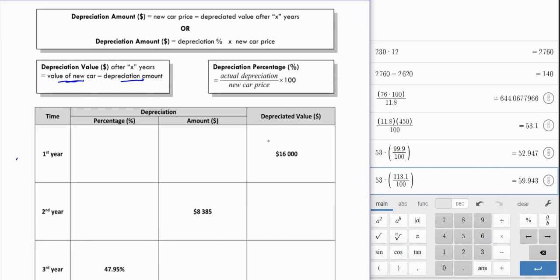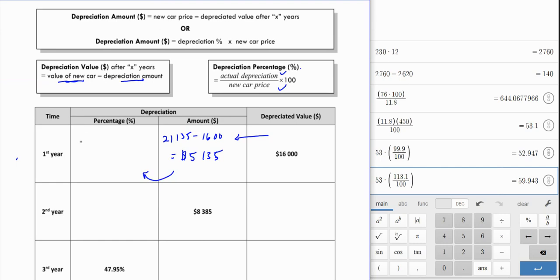Okay, so let's work this way. So we're going to work this direction. So here we go. We have the value of the new car, 21,135 minus 16,000 equals 5,135. Now that we know the depreciation amount, we can find out the percentage because this is what we needed over here. Now we know the actual depreciation amount and the new car. So this is going to help us with that question.